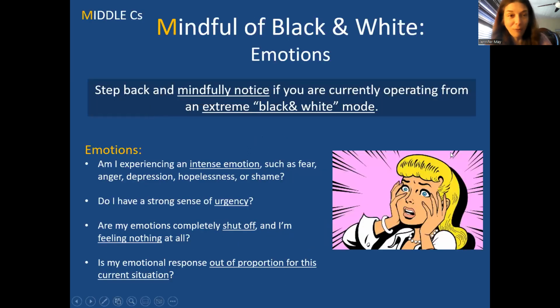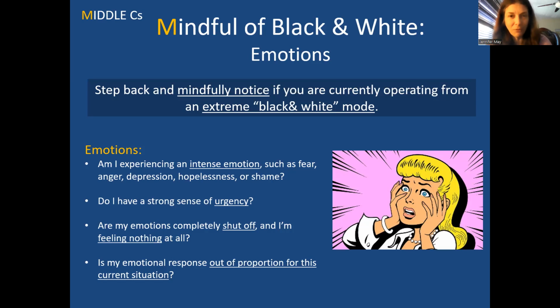Okay. So the M of middle C's stands for being mindful of black and white. And I thought it's kind of interesting because the piano keys themselves are also black and white, right? So we're going to be mindful, like just check in with ourselves in the moment and say, wait a minute, am I feeling in extreme ways? Am I thinking extreme? Am I behaving extreme? Am I in interpersonal interactions extreme? Am I in that black and white mode? So that's what we have to figure out first before we do anything else.